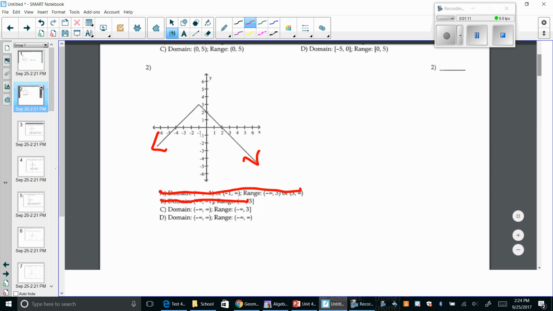And my range are my Y values. Since it's pointing down, that'd be from negative infinity up to 3. So the range goes from negative infinity up to 3. My answer would be C because the range of the Y values doesn't go above 3. All right, number 3. I'm going to go kind of quickly.